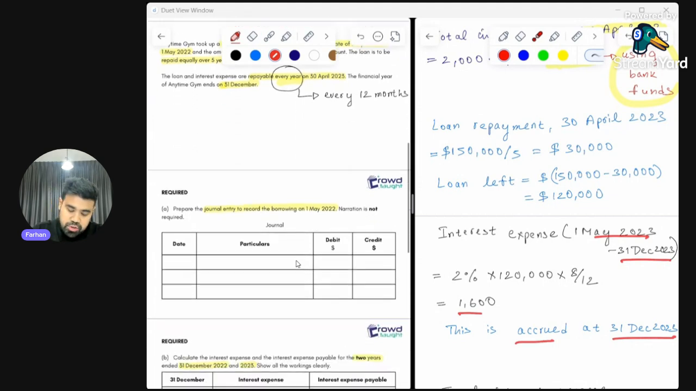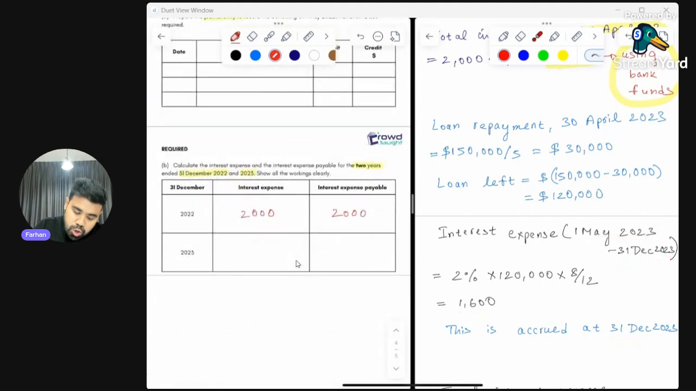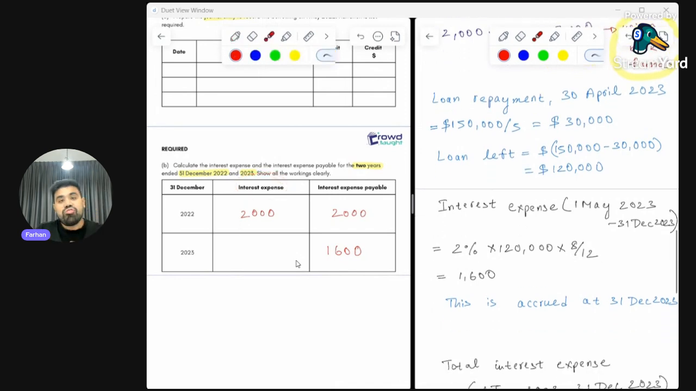Okay, so let's just fill it in the table where we know the interest expense payable for 2023 is $1,600 at 31 December 2023. But what about the total for interest expense? Okay, interest expense basically refers to the 12 months of interest in the entire financial year of the business. And the business's financial year, as we understand and have clearly established at the beginning of today's lesson, is starting 1 Jan 2023 and ending 31 December 2023.